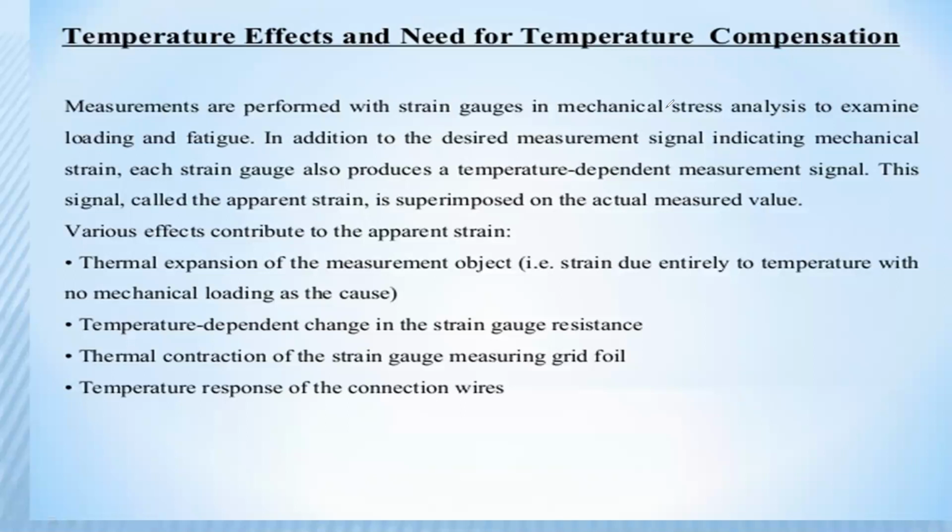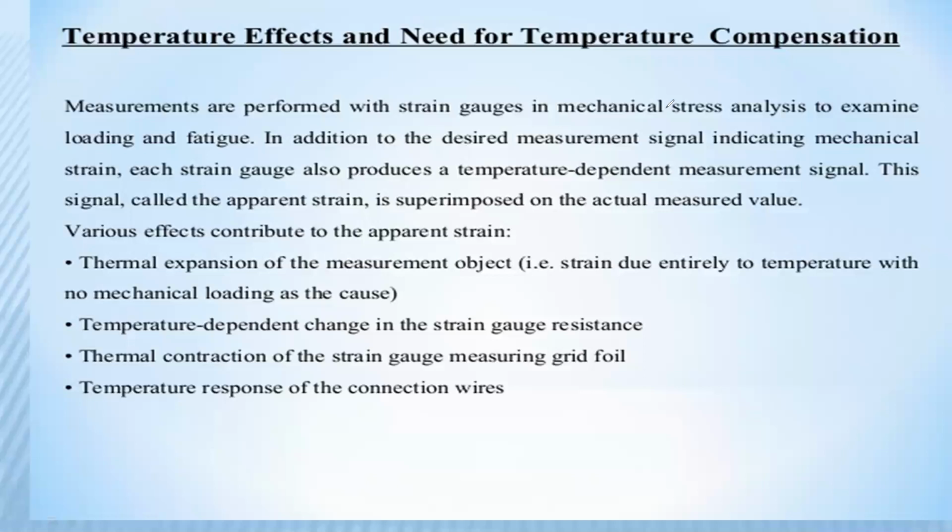This signal, so such objects to which we connect strain gauges, different loads are acting on those objects, automatically the temperature is developed. So the strain gauge gives some amount of signal. That means how much temperature is developed on that object. So the strain gauge gives the signal.